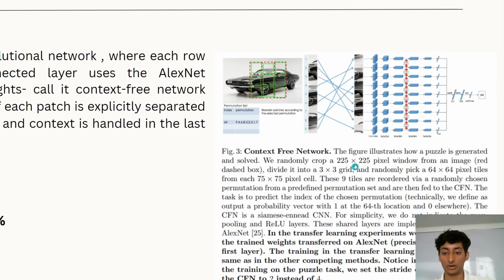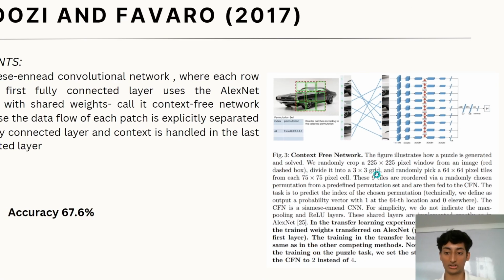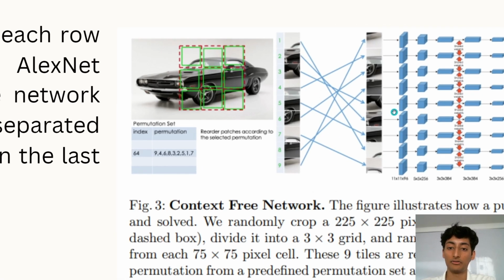They randomly crop a 225 by 225 pixel window from an image and divide it into a 3 cross 3 grid, which is the size of the puzzle they are aiming to solve. Even we are solving a 3 cross 3, a 9 tile puzzle. What they do is they give these as independent permuted parts to a fully connected network, or a network which has forward layers, which has CNN layers, and it has shared weights in between them, because all of these pieces are part of one single image.